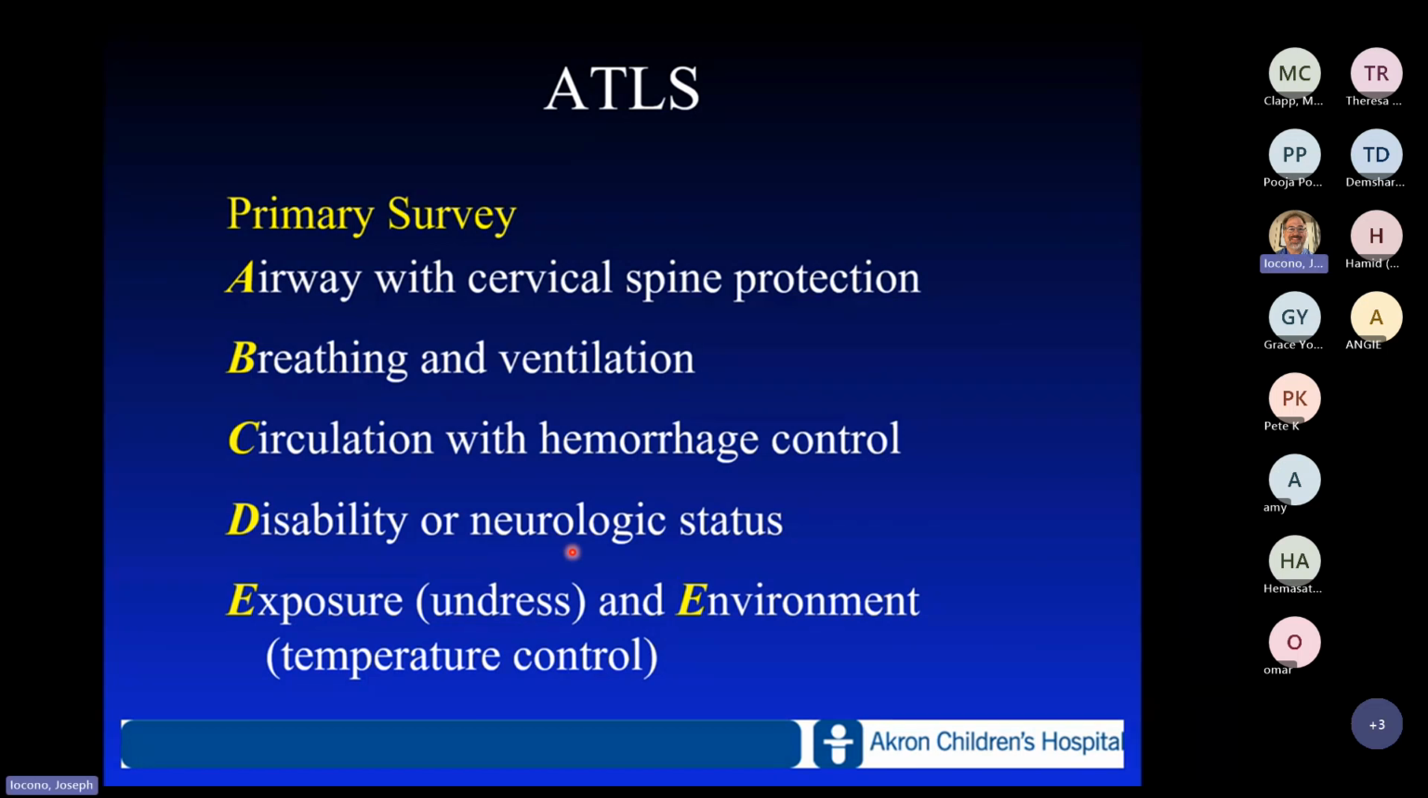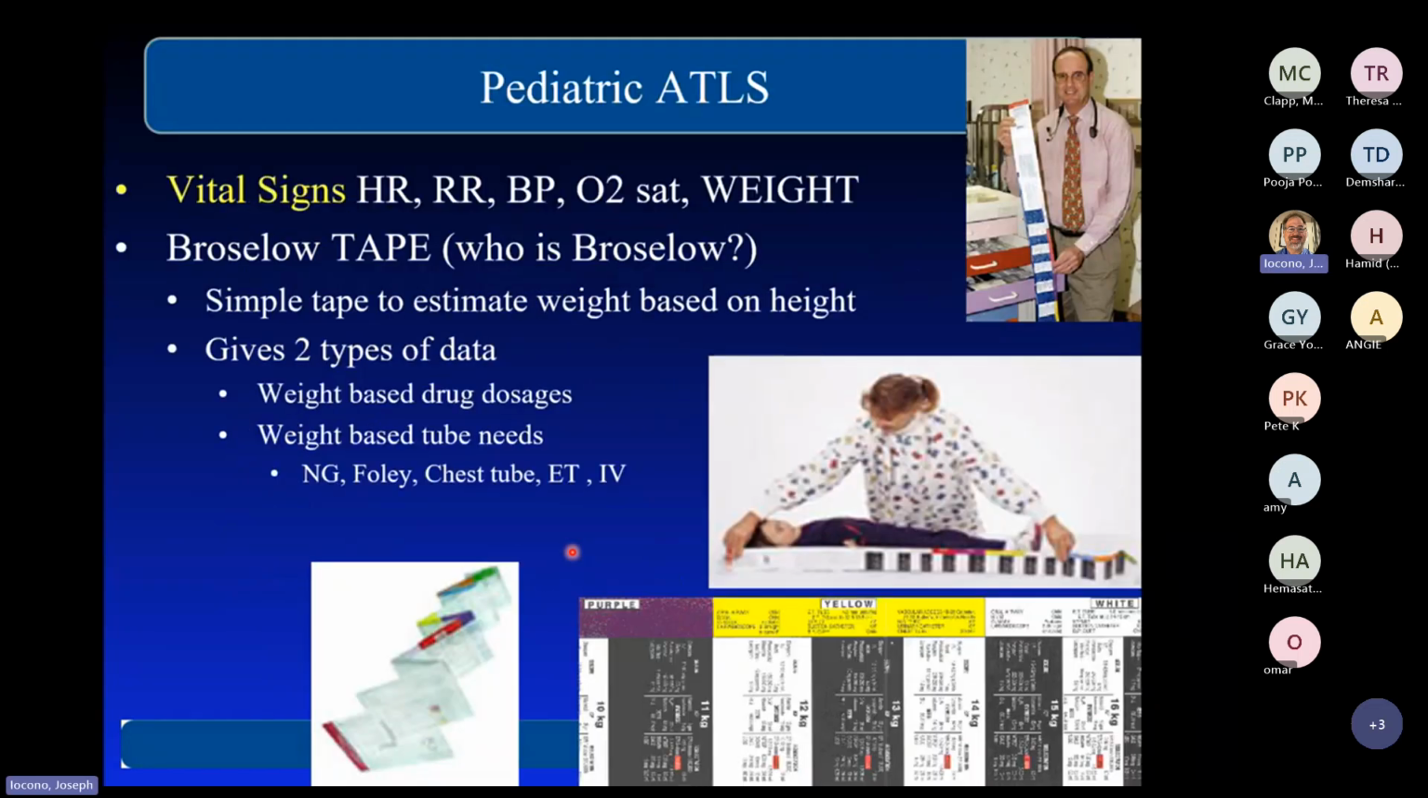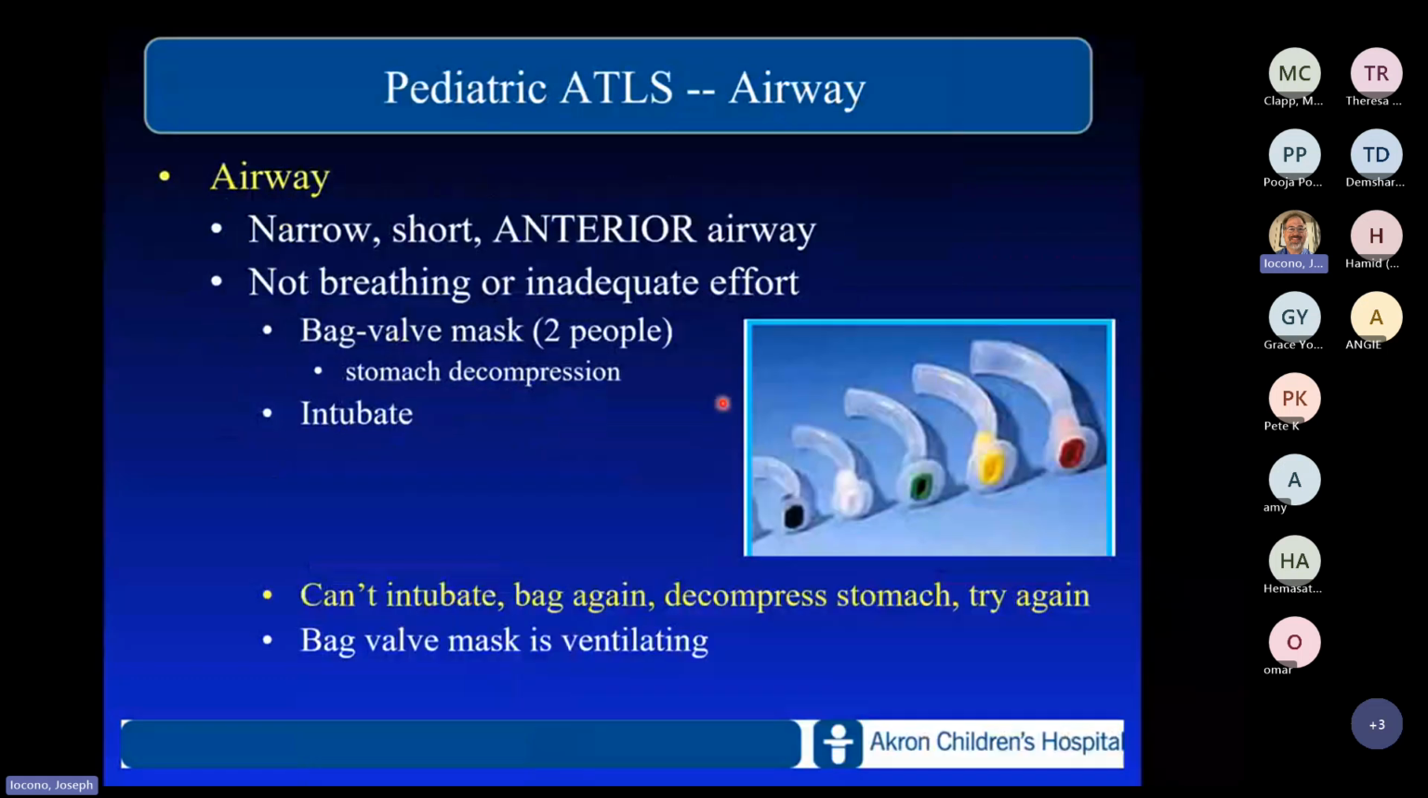ATLS is still the answer: airway, breathing, circulation. Broselow tape is when you come up on the website. What's a Broselow tape? It's a tape that estimates the weight of the patient based on their length, and it gives 2 types of data. It gives you the weight-based drug dosages on the sheet, and also the tubes that you need: the size of your NG, your Foley, your chest tube, your endotracheal tube. So it really is helpful, and the guy made no money on it.